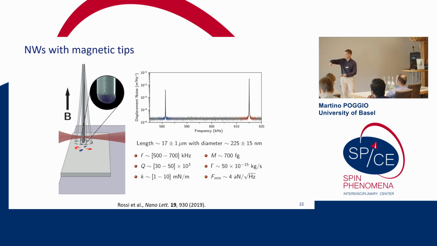And the reason we do it like this is because this object is extremely soft, and if we were to hang it over the sample like this, it would immediately snap. So you essentially exploit the fact that this is soft in flexural motion this way and very hard in the axial motion this way.